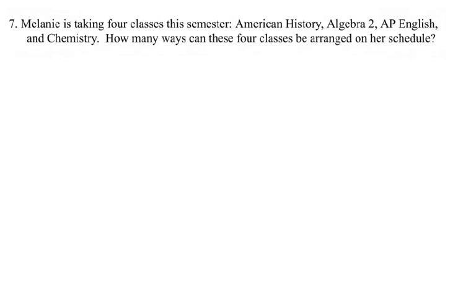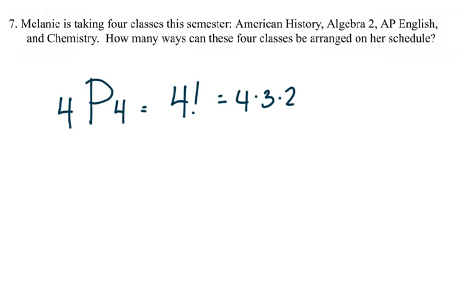Alright, Melanie is taking 4 classes this summer, so there's 4 total. It's a permutation. The classes are American History, Algebra 2, AP English, and Chemistry. How many ways can these 4 classes be arranged on her schedule? So she has 4 total classes, and she's still choosing 4 different ways. So this is just 4 factorial, which is 4 times 3 times 2 times 1, and that's 24 different ways.